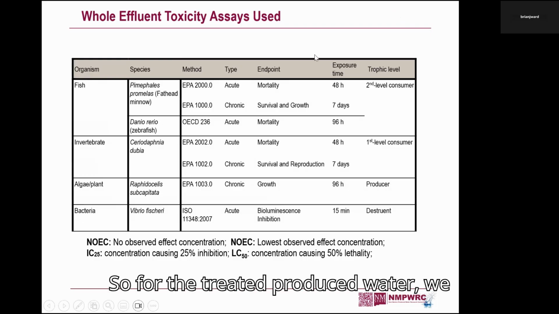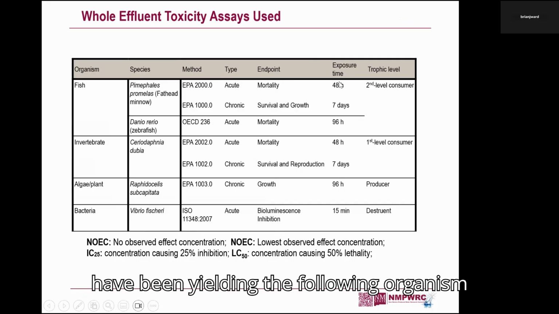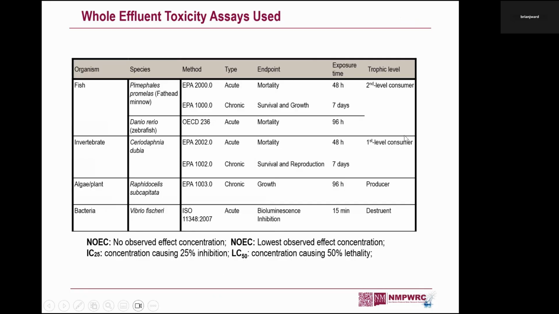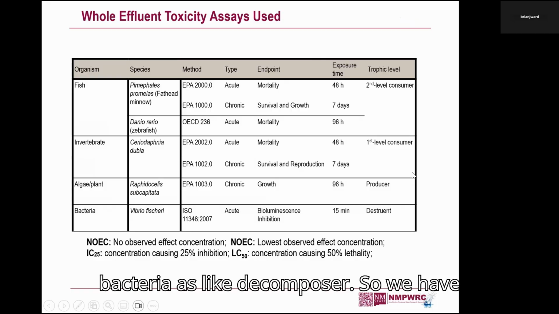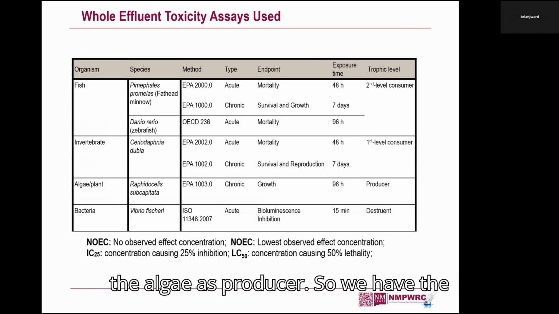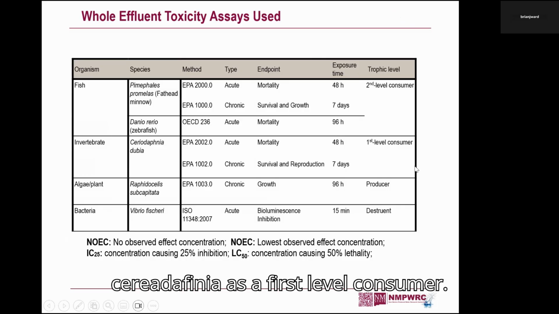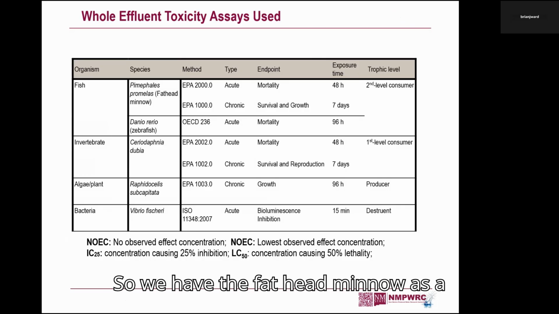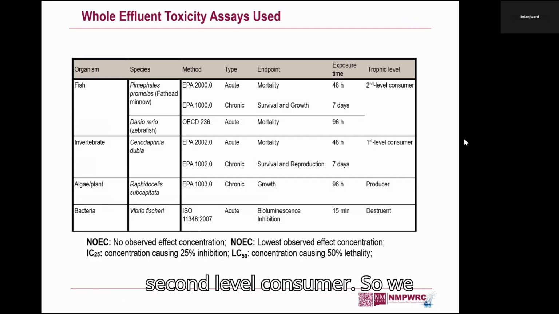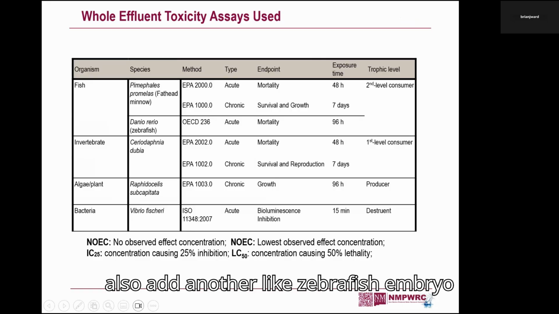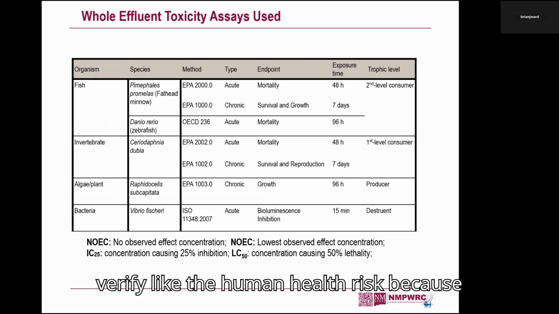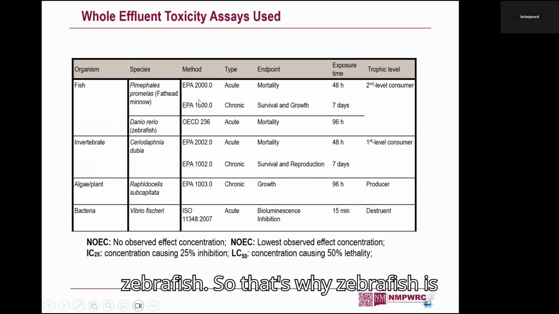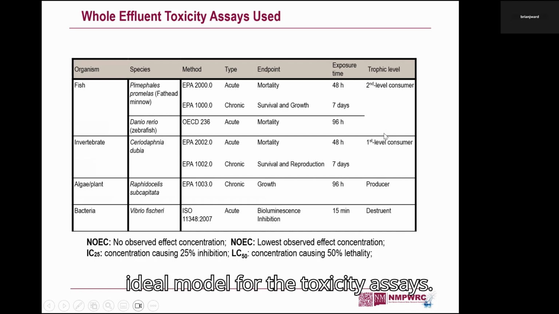For the treated produced water, we have used the following organisms for the whole effluent toxicity assays. Those have 4 trophic levels that cover the whole food chain. We have the bacteria as decomposer, the algae as producer, Ceriodaphnia as the first-level consumer, and the fathead minnow as the second-level consumer. We also add a zebrafish embryo test just to verify the human health risk, because we share 70% of genes with the zebrafish. That's why zebrafish is an ideal model for toxicity assays.